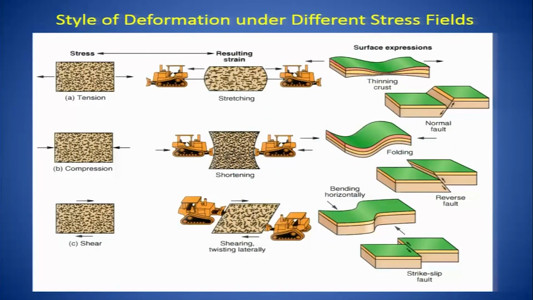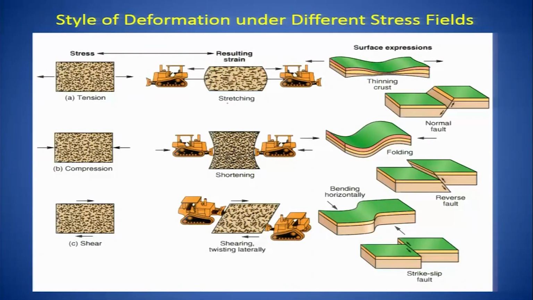So in total, if you take the style of deformation, then we can classify quickly into three: the tension, compression and shear. And these three patterns of deformation will result in different types of what we call faulting. So we have normal faulting, where we have tension, where two plates, or the blocks of rock, are moving apart from one another.